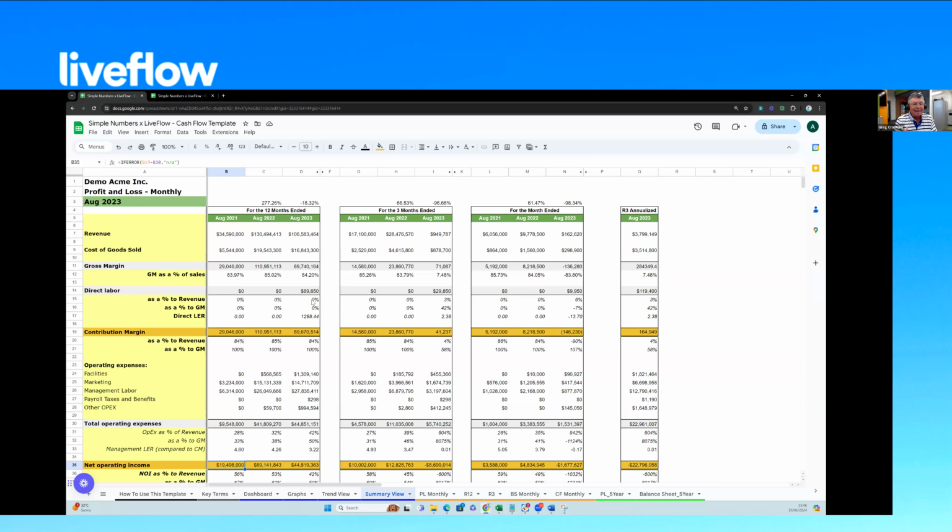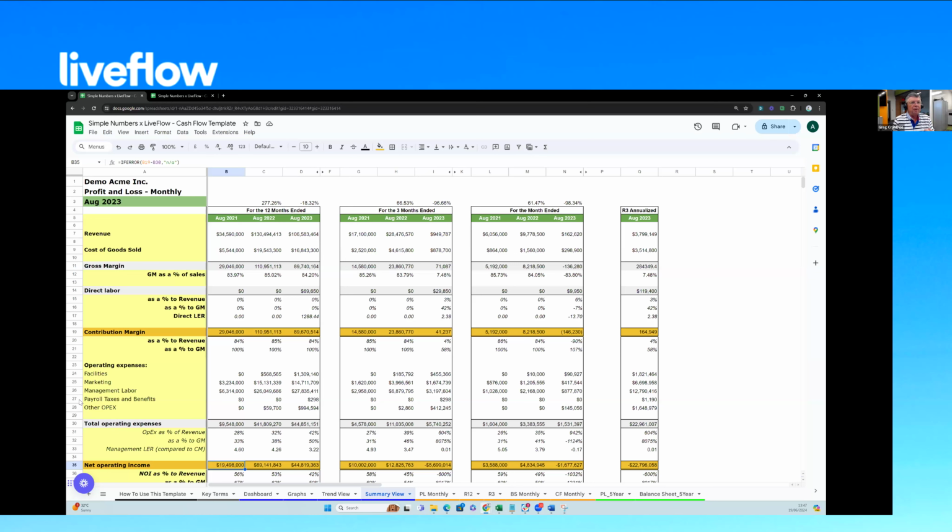Okay. Next thing is let's talk about the Simple Numbers structure. So the Simple Numbers P&L, this is the P&L structure we use for every industry, every client that we use. We just kind of fell into it. A couple of things are super important. Number one is never mix labor with something that's not labor. So you'll see 2 labor buckets, direct labor and management labor.